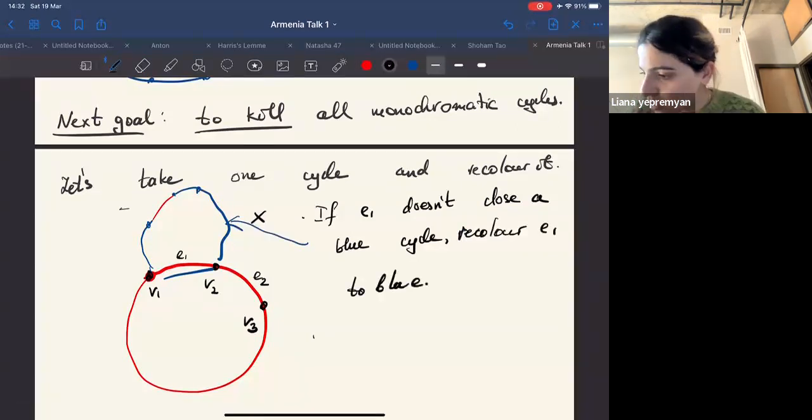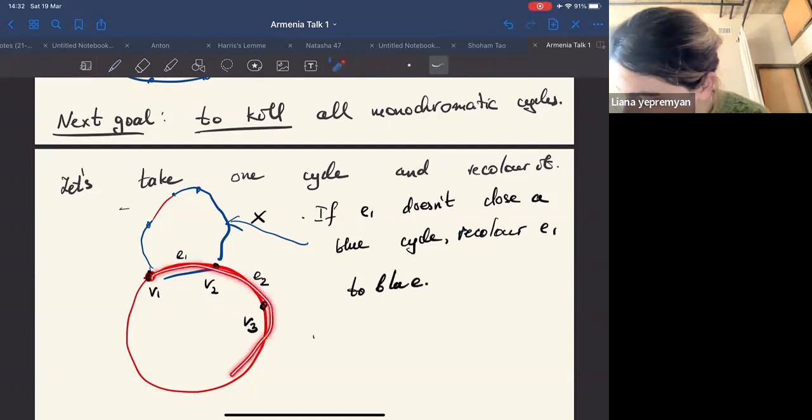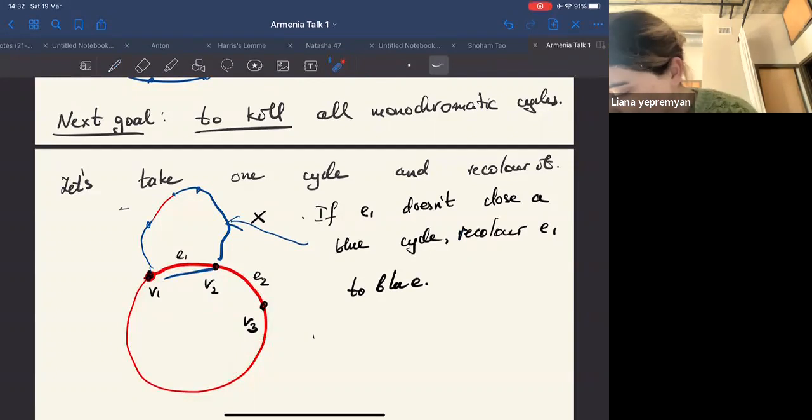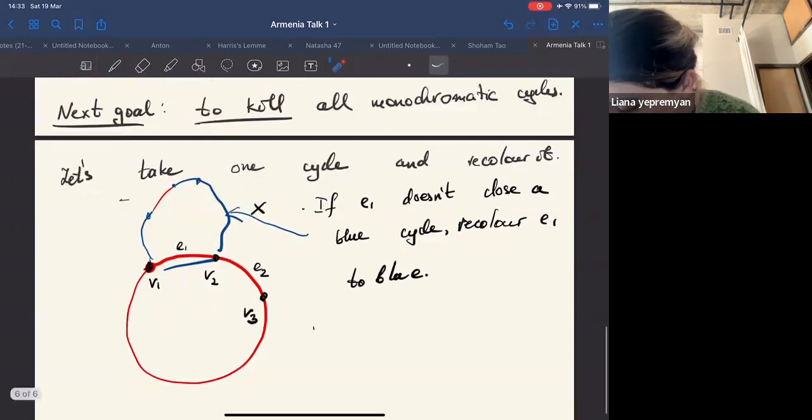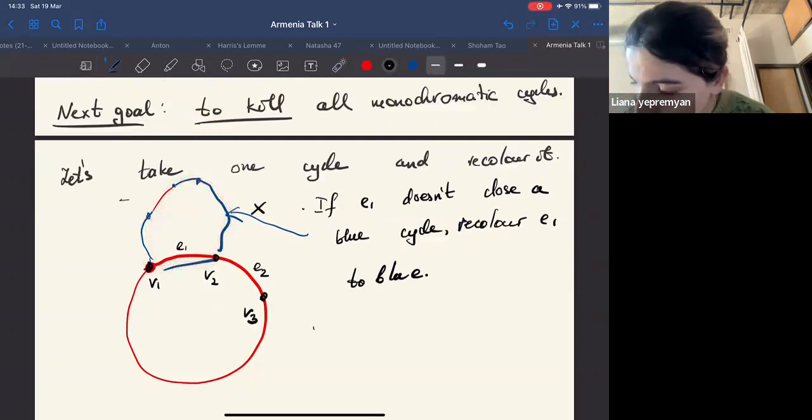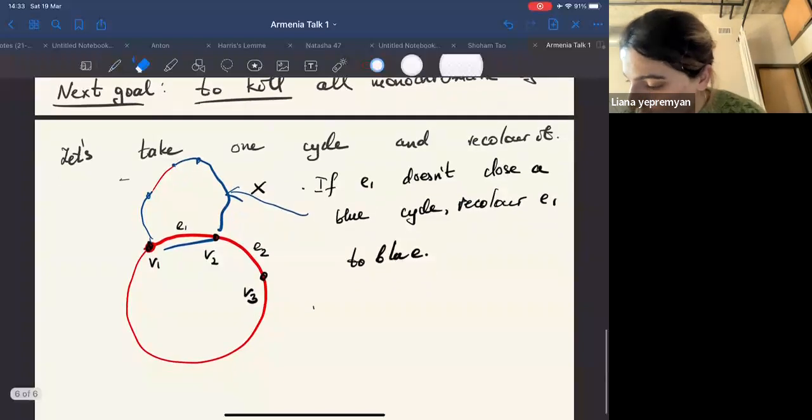And what does it do? It kills this cycle. It makes it now non-monochromatic. So I no longer have monochromatic. This one cycle is dead. And I did not create a new cycle. However, the problem is that it's possible that this path here is all blue, right? It's possible that there is such a path all blue. In which case, if I color this blue, then I'm creating a new cycle. So I didn't solve my problem.